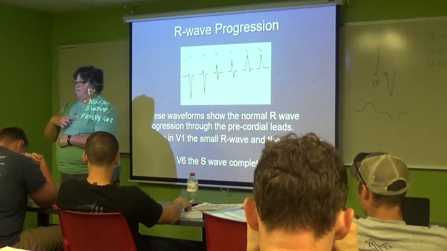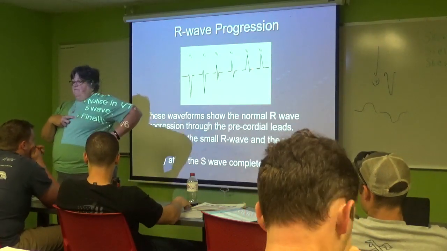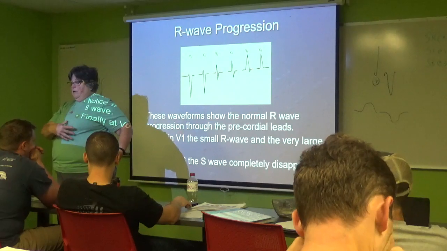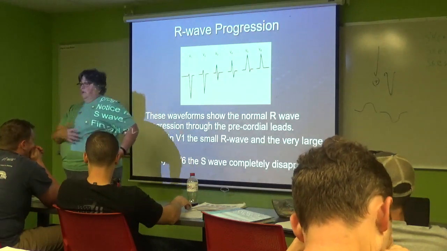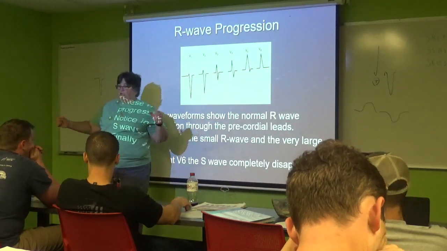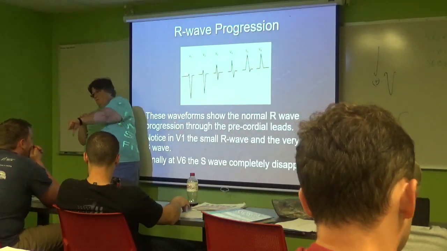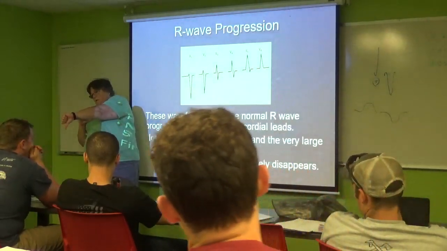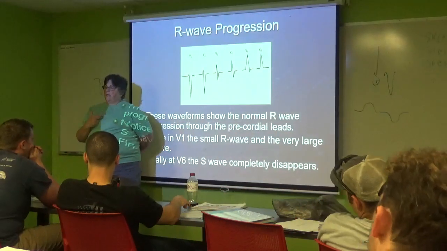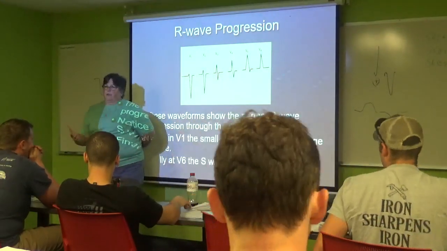So V1 and V2 are down, V5 and V6 are up, and these two are half and half. If I have a wide QRS, I go to V1, which should be down. If it is down, my bundle branch is where? Left. If it is upright, it's a right bundle branch.